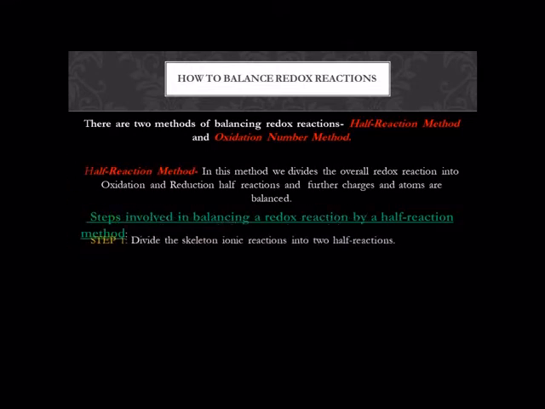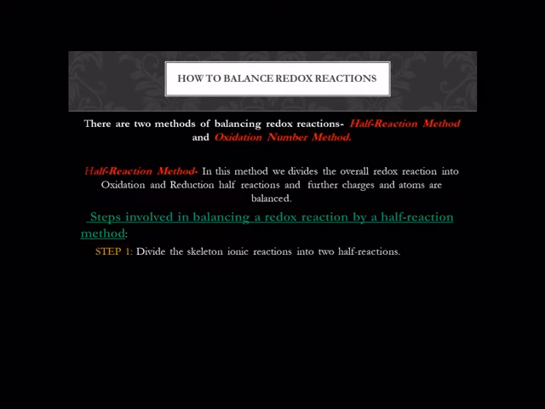So first thing you need to do is see the unbalanced ionic reactions. These are called skeletal ionic reactions. You have to divide that into two half reactions: one is the oxidation half reaction and another is the reduction half reaction. So you need to identify which is the oxidation half reaction and which is the reduction half reaction. So how do you identify these half reactions? I have given you a definition. You have to look at the loss of electron and gain of electron. Where there is loss of electron, you can simply say it's an oxidation half reaction, and where there is gain of electron, you can simply say it's a reduction half reaction. So first thing is you should divide the skeletal ionic reaction into two half reactions.